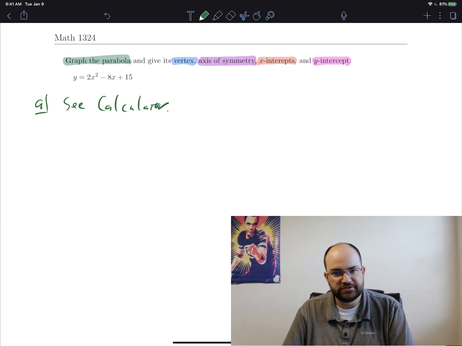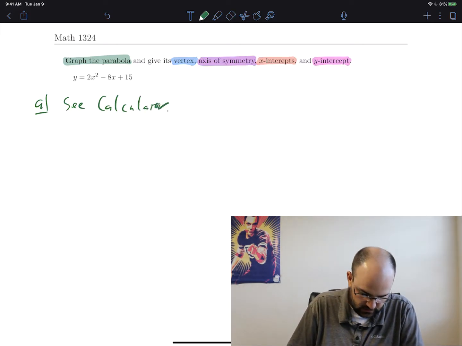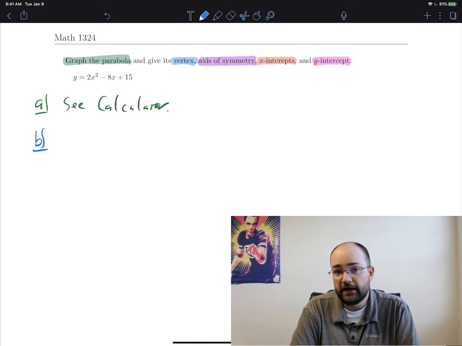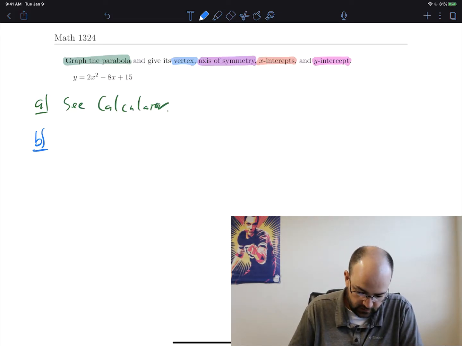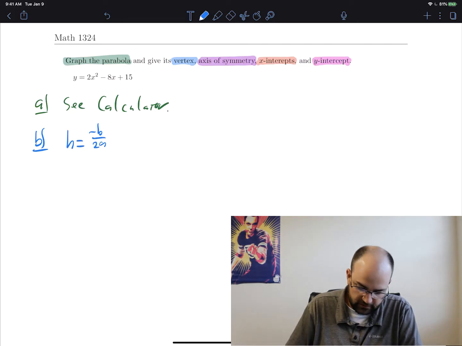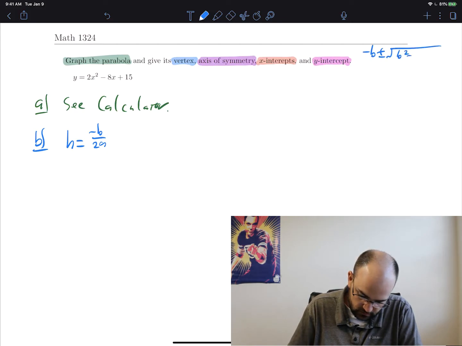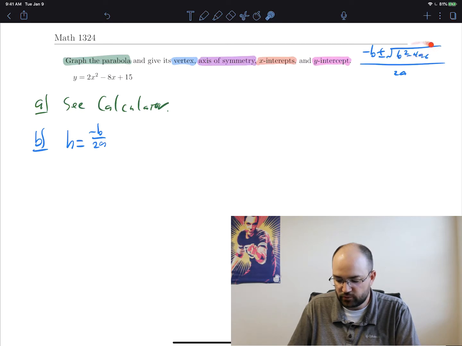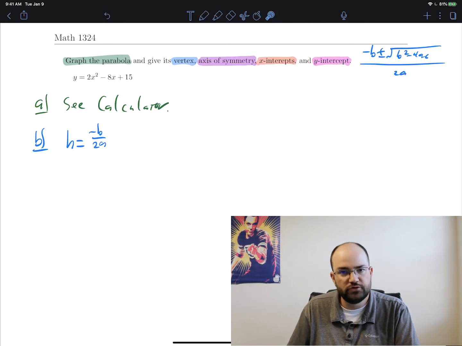So to graph this, we can just use the calculator. For B, I want to find the vertex. So to find the vertex, we need to find h. H is negative b over 2a. By the way, if you look at the quadratic formula, the quadratic formula is the vertex formula just without the plus or minus portion. So it's negative b over 2a.